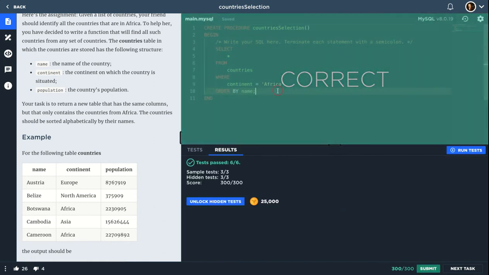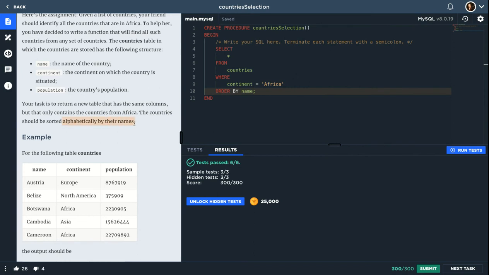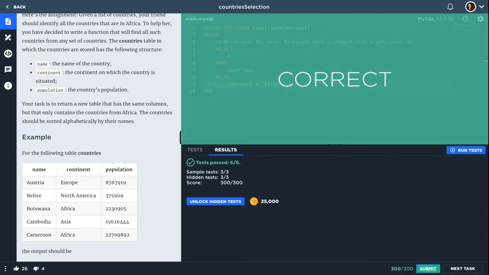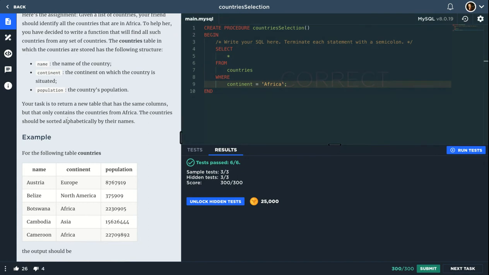It's correct, but they said you need to sort it in alphabetical order, but I don't think they are checking for that. You can remove the order by, and it still works for some reason. But this is actually a requirement to have it. But yeah, thank you.